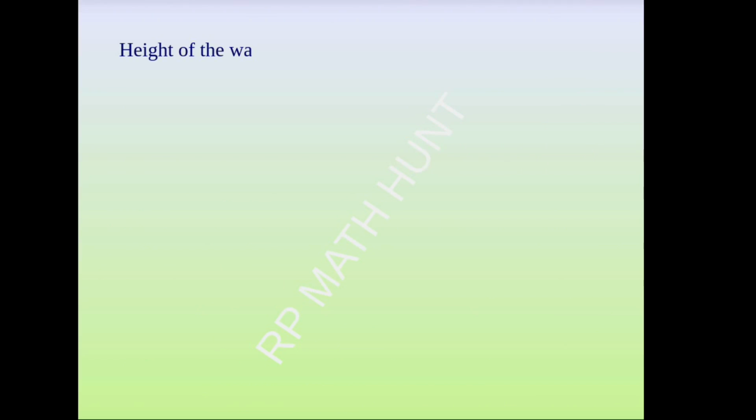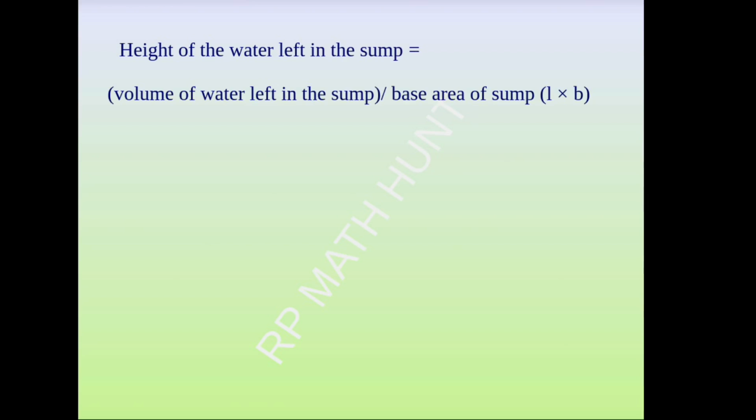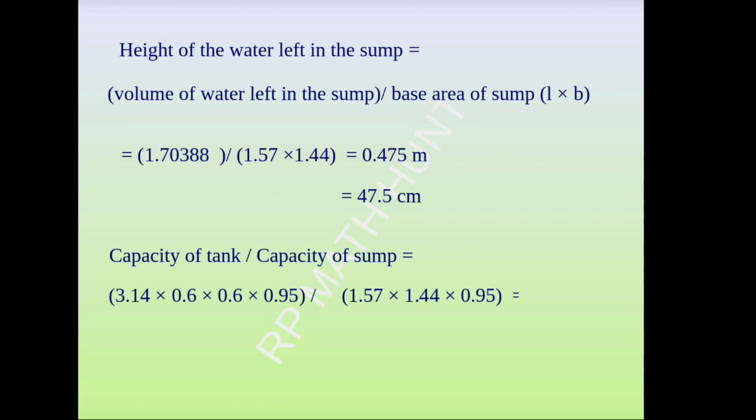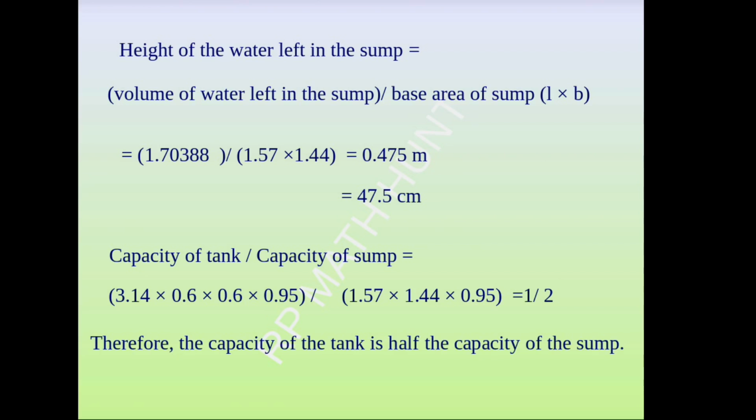Height of the water left in the sump is equal to the volume of the water left in the sump by the base area of the sump, L into B. 1.70388 by 1.57 into 1.44 is equal to 0.475 meters, that is equal to 47.5 centimeters. Capacity of the tank by capacity of the sump is equal to 3.14 into 0.6 into 0.6 into 0.95 by 1.57 into 1.44 into 0.95, which is equal to 1 by 2.